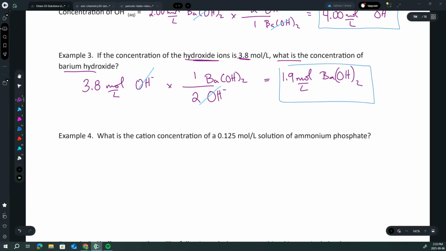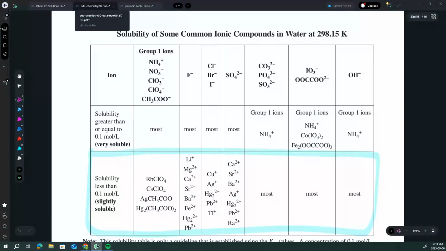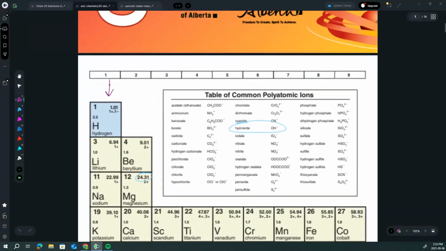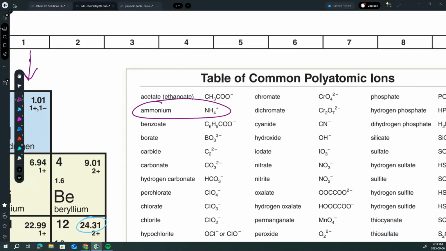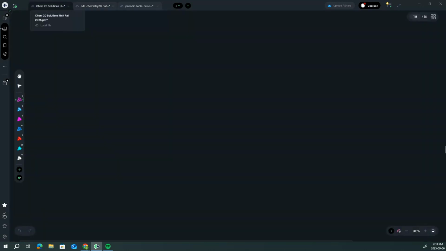Example number 4, what is the cation, so the positive ion, concentration of a 0.125 mole per liter solution of ammonium phosphate? Okay, so we have a different solution now. So now we need to write out a new dissociation equation. So ammonium phosphate, actually, both ammonium and phosphate are going to be found in your table of polyatomic ions. So ammonium is right here, and then phosphate is right there. So ammonium has a 1+ charge, phosphate has a 3- charge.